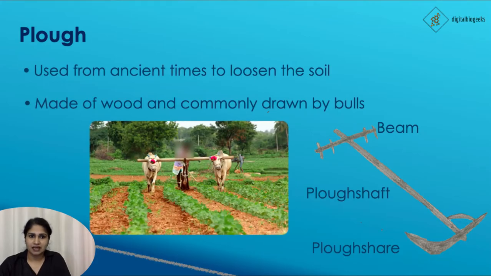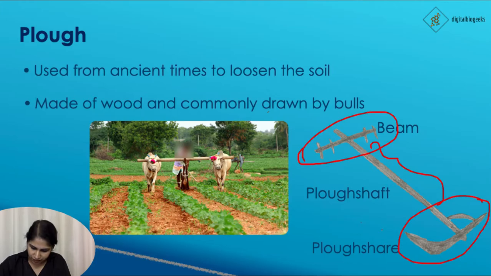Here we can see a farmer is ploughing with the help of a plough. And this is plough shaft. This is beam which is placed on the neck of the bulls and the plowshare is under the soil.